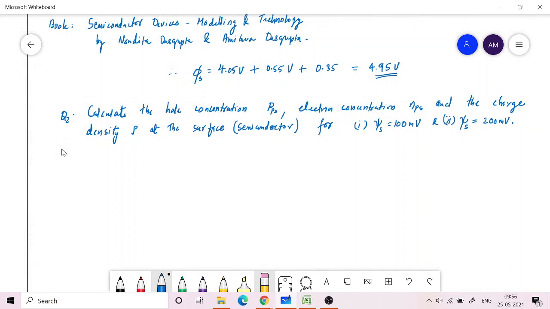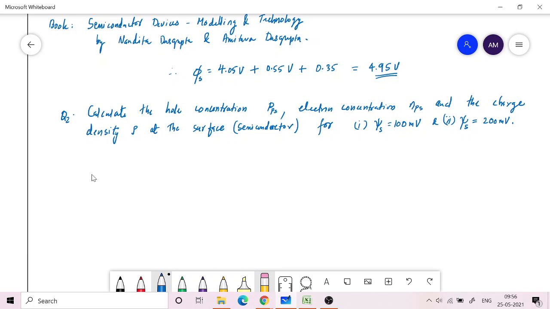So that's why not much of the parameter is given here, only some additional details are given. Since it is a case where phi ms is equal to 0, there will be no bending just when you form the metal oxide semiconductor. When you join the 3 different materials, there will be no band bending because the work functions are the same on both sides.